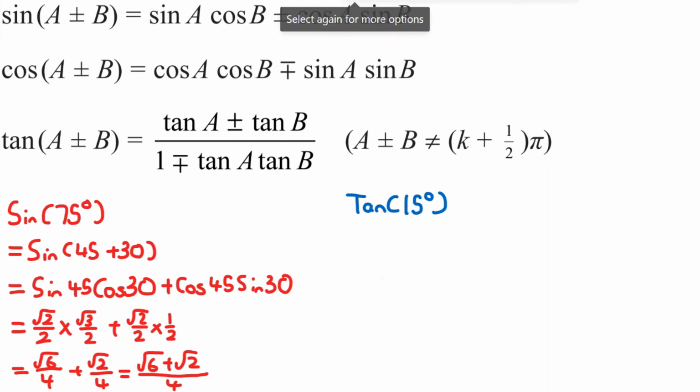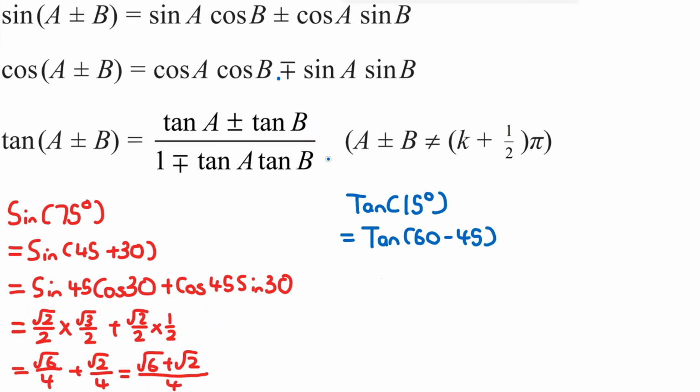Let's say we need to find the exact value of tan of 15 degrees. Well, we don't know this, but we can do this by rewriting this as tan of 60 minus 45, which is equal to 15, and using the tan of A minus B formula. You could also do this by doing tan of 45 minus 30 as well.